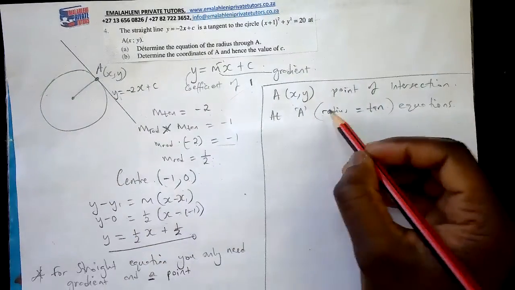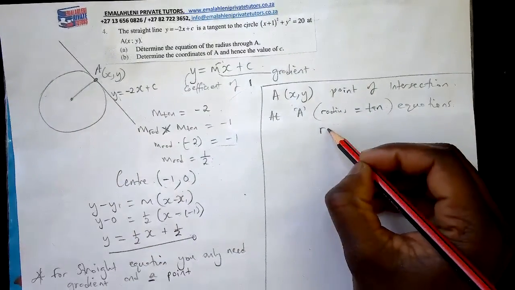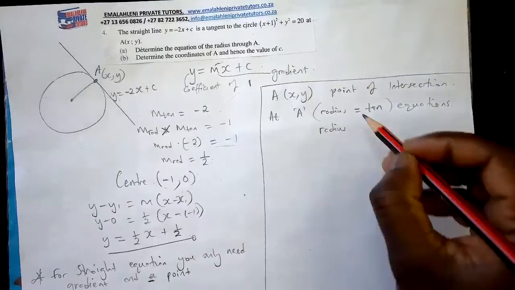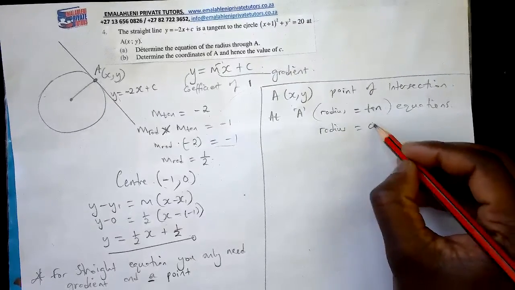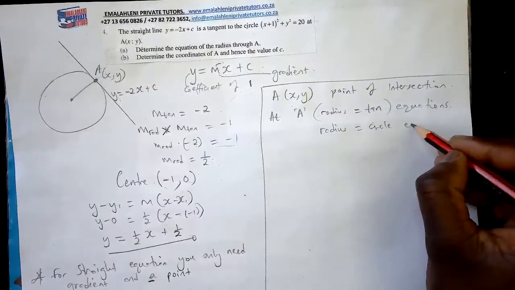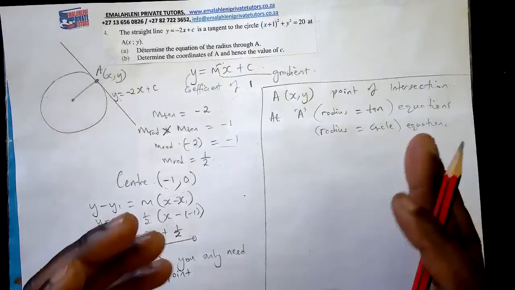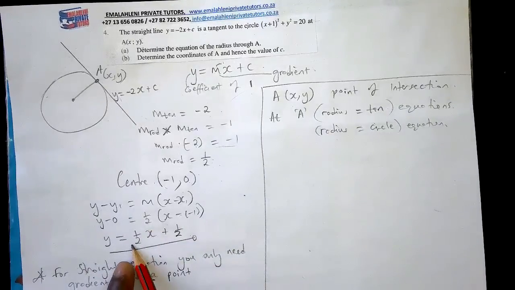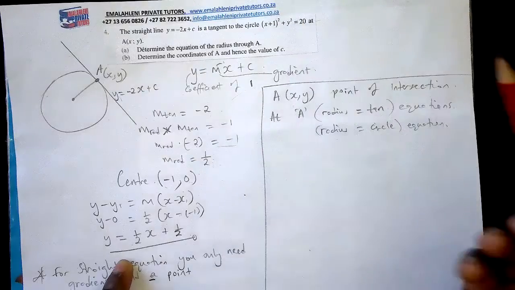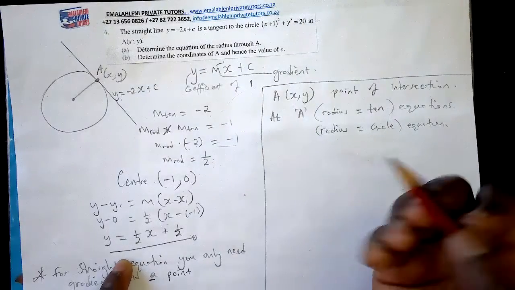Okay. So at A again, your radius equals your circle equations. So these two, you equate them. In this case, since we have the equation of the tangent and also the equation of the circle, we're going to equate the two. Okay, so we are going to solve simultaneously.